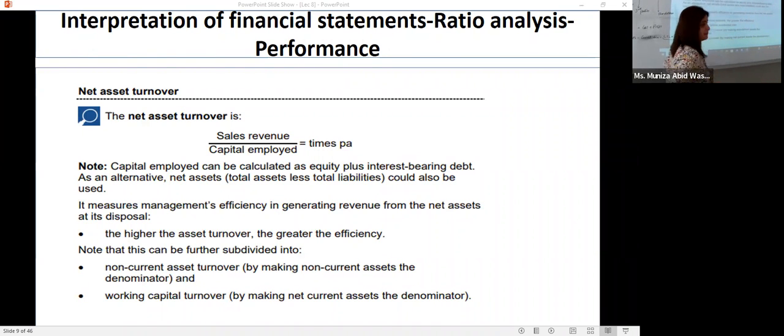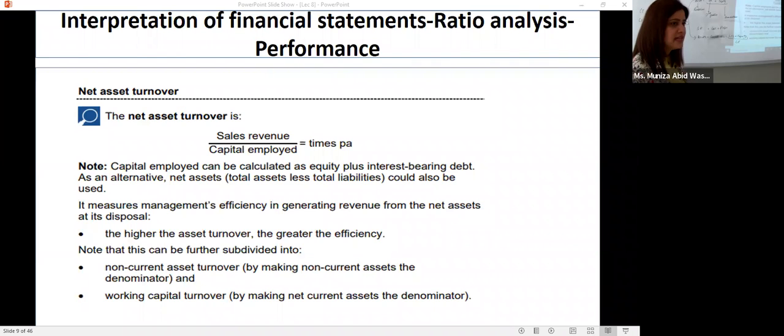You're again taking capital employed. So turnover is basically sales revenue. So sales revenue divided by capital employed is equal to times per annum. The answer to this ratio will be in times. How many times the sales revenue is more than the capital employed of the company will be analyzed by using the net assets turnover. If the answer to this ratio is more than 1, it means that the sales revenue is more than the capital employed.